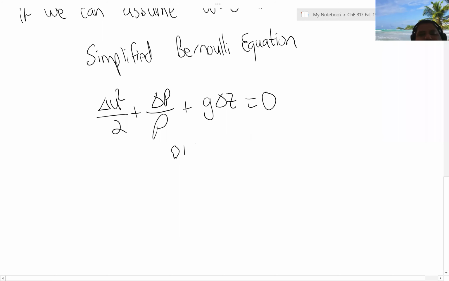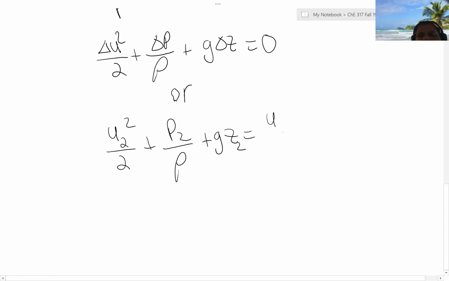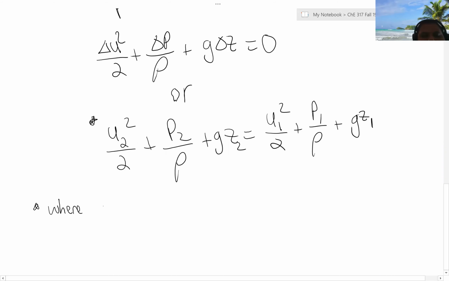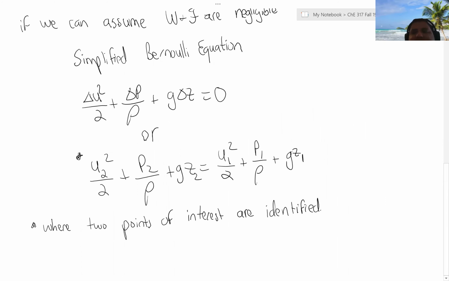You can write it like that, or you can write it as how I write it a lot of times, where 2 points of interest are identified. So those are the big takeaways from that discussion.